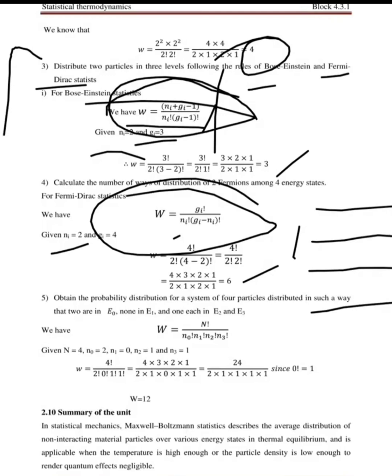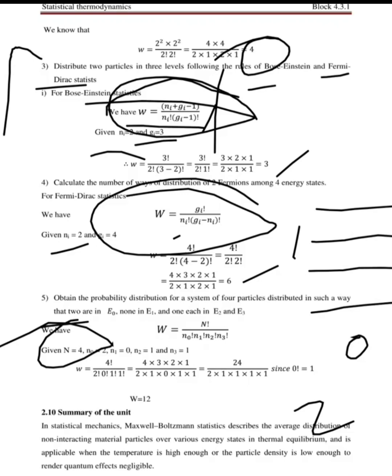And next is to obtain the probability distribution for a system of four particles distributed in such a way that two are in E naught and none in E1 and one each in E2 and E3. So how many molecules will be present? Two in E naught means two ions plus none in E1. There is zero in E1, and E2 and E3 will have one each. So the total number of molecules is four.